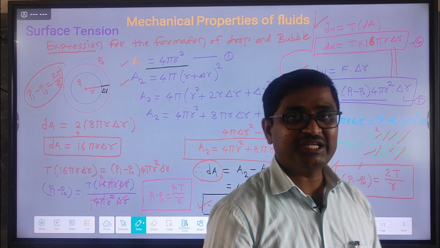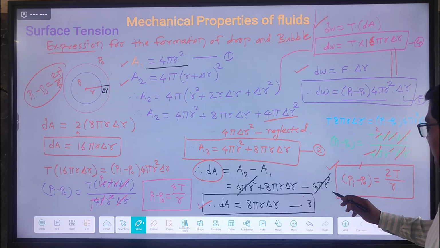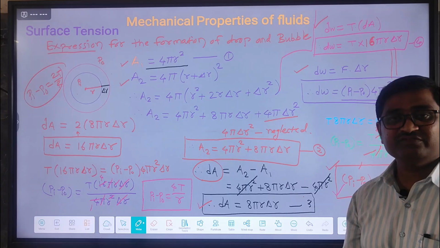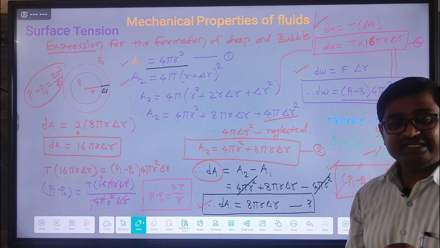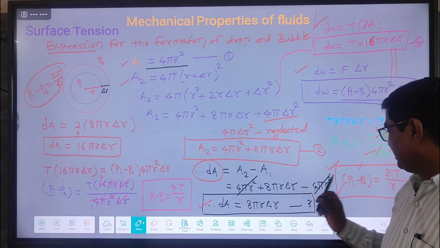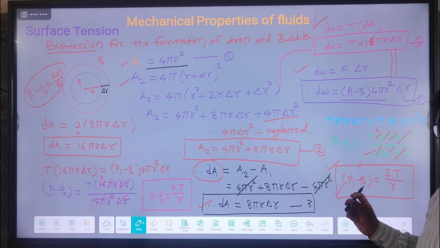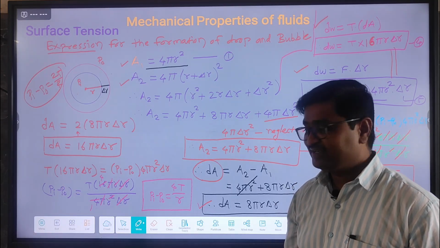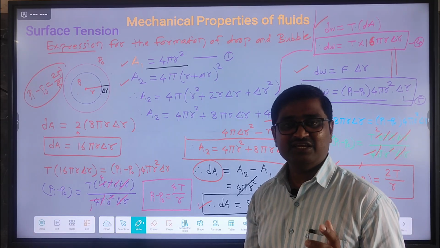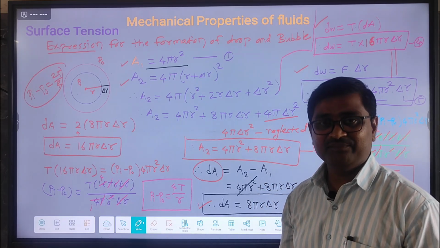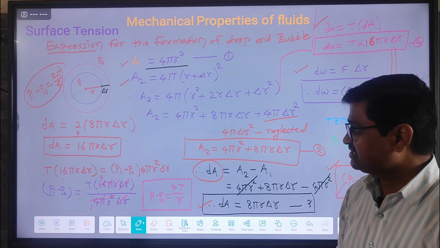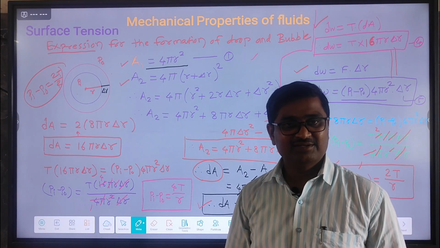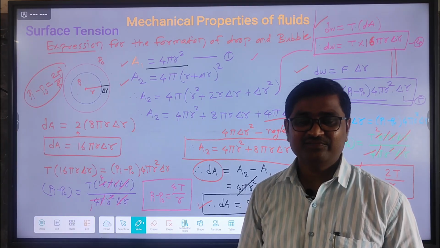You get it clear? So 2T upon R is the expression for the formation of a drop, and 4T upon R is the expression for the formation of a bubble. If the pressure difference between inside and outside is 2T upon R, a drop will be produced, and if the pressure difference is 4T upon R, a bubble will be produced. You get it clear? These expressions are very, very important for board examinations and competitive exams. So this is the excess pressure and the expression for the formation of a drop and a bubble. Can you get this? Okay, now we can stop here.